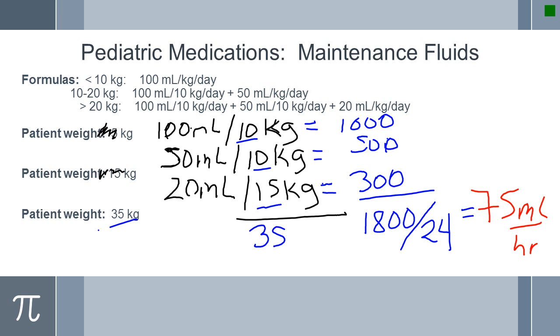Remember, we do not round up on PEDs. It'll always tell you whether or not you need it. You can put a decimal point in there or not. If not, then it would just be 20 mils per hour. So that's if they're less than 10.